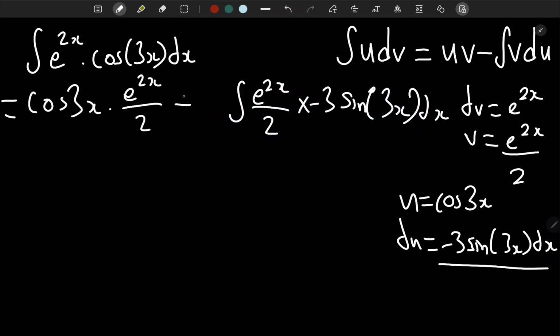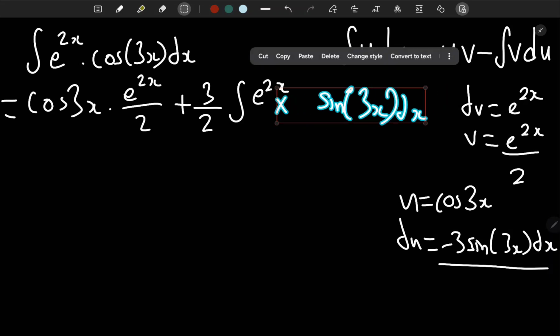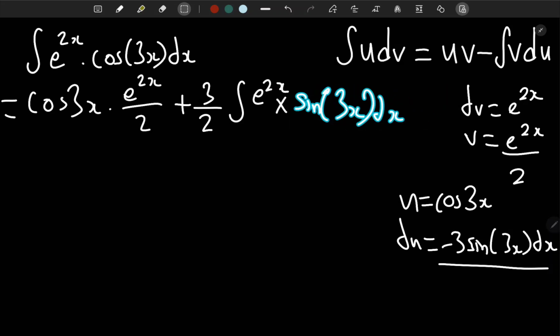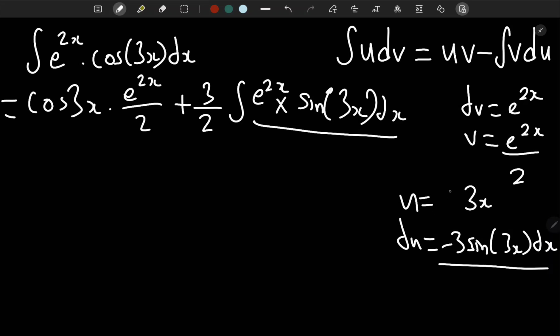So minus 3 is going to be plus 3 here over 2, and we can remove these now, and this part over here also. So all we have left over in the integral is e to the power of 2x multiplied by sine 3x, and we again need to integrate it by parts. So this part now, so here u is going to be sine 3x, and the du is going to be 3 cosine 3x.